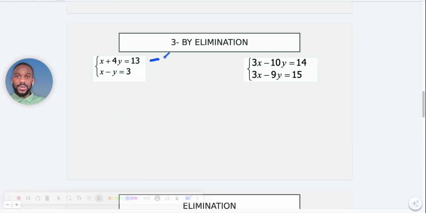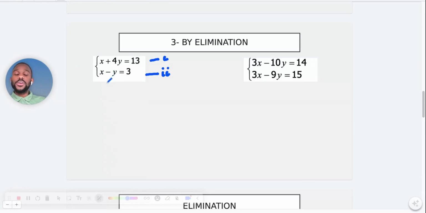This is equation 1, right? And this is equation 2. You can label them however way you want. And the coefficient of x in equation 1 is 1. The coefficient of y in equation 1 is 4. The coefficient of x in equation 2 is 1. The coefficient of y in equation 2 is -1.